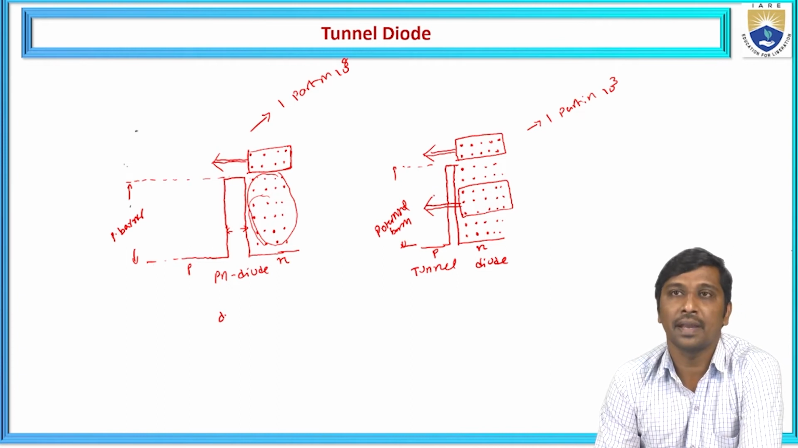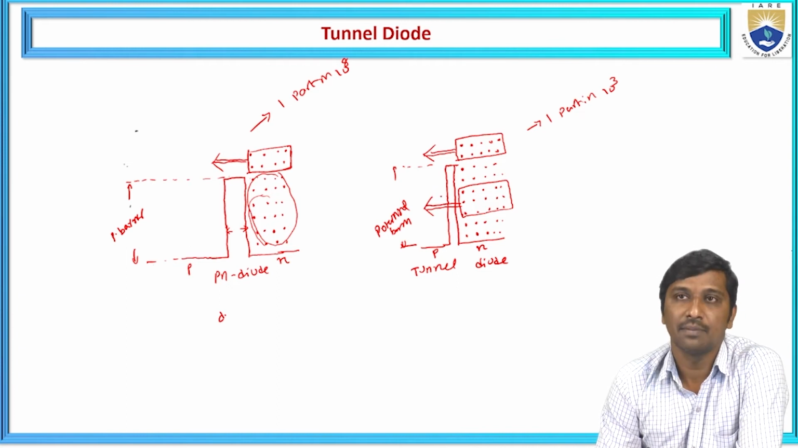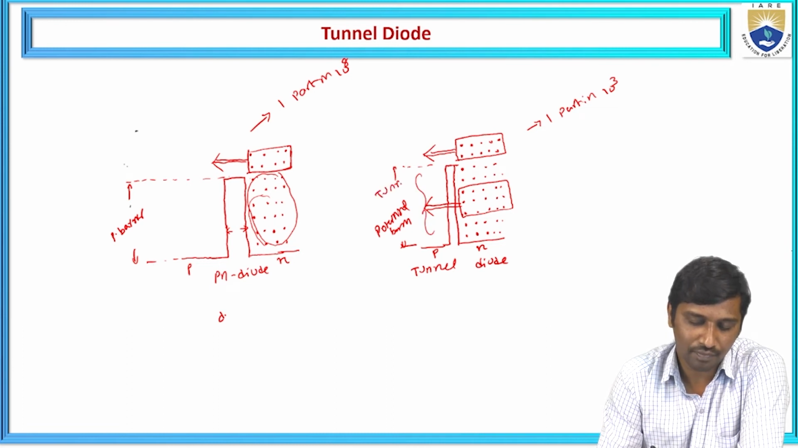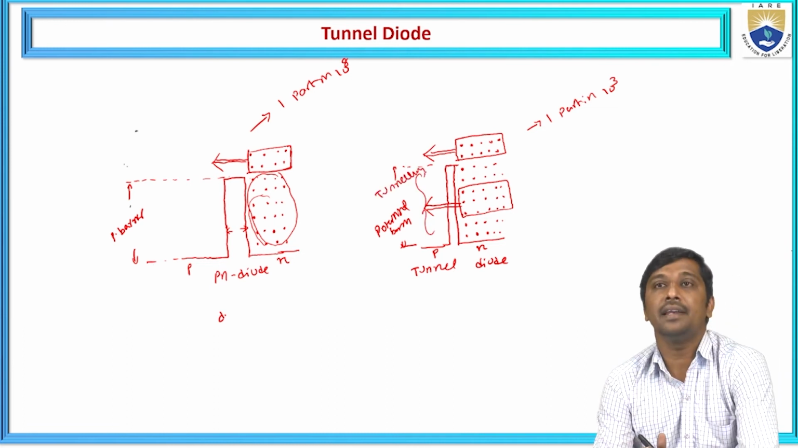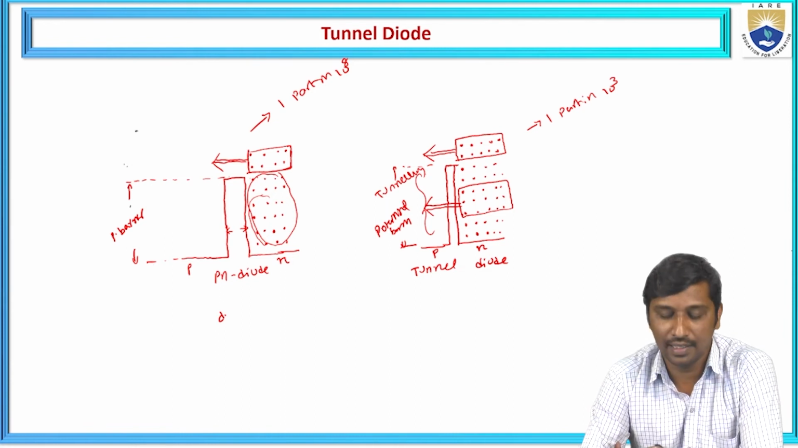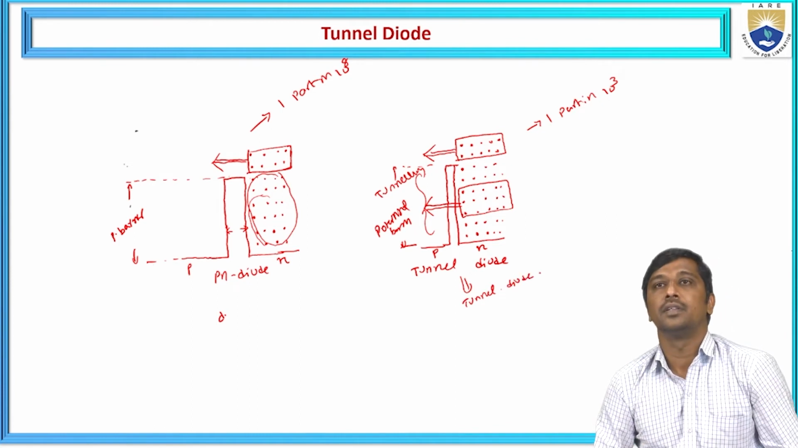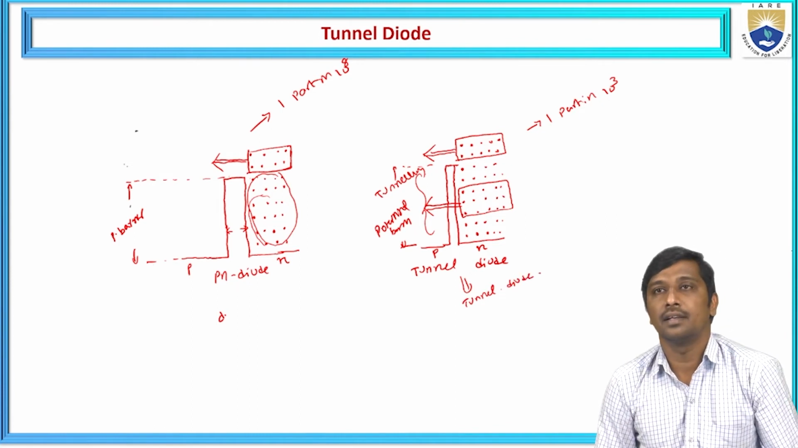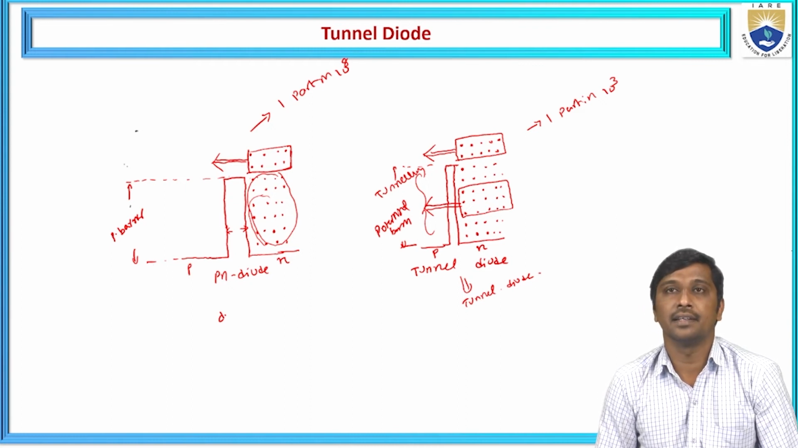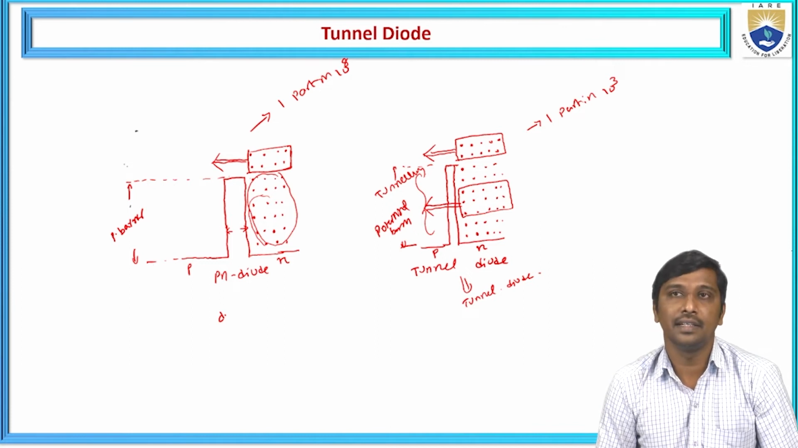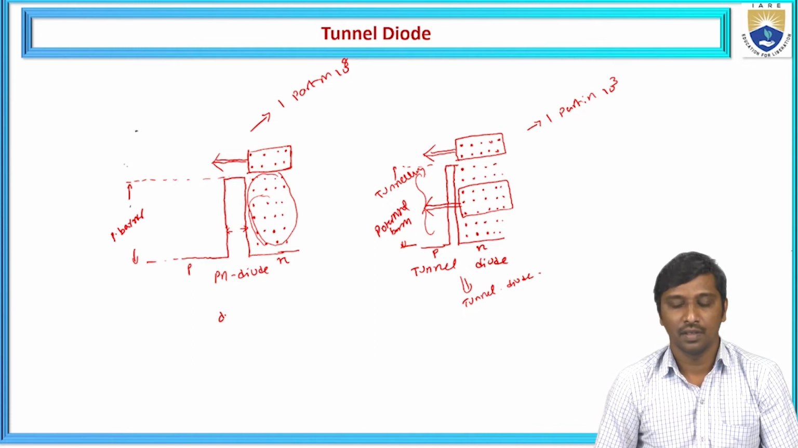This type of mechanism is called tunneling. Hence, this type of diode is called the tunnel diode. So this is the difference: how it is conducting, why it is called the tunnel diode, and what the mechanism of tunneling is.